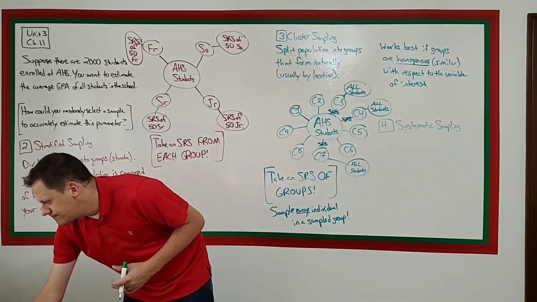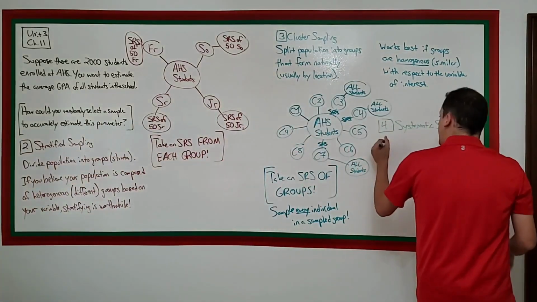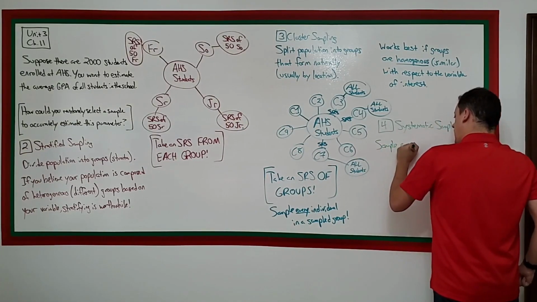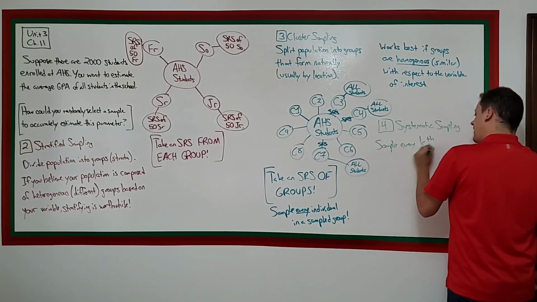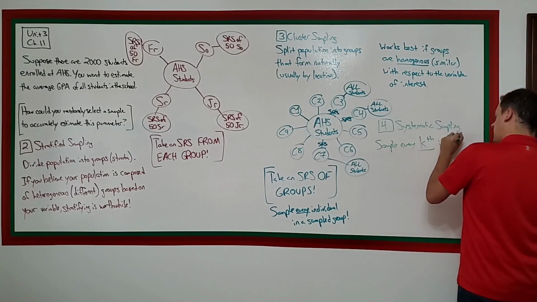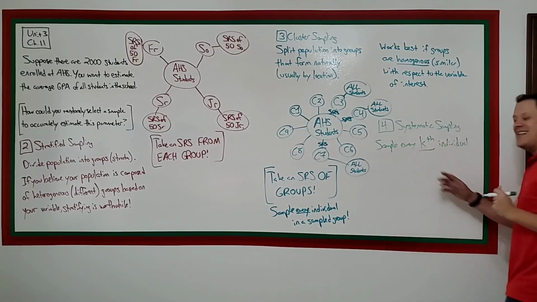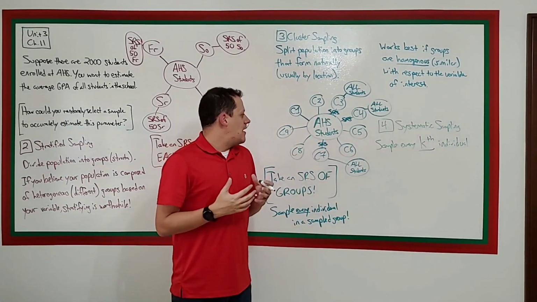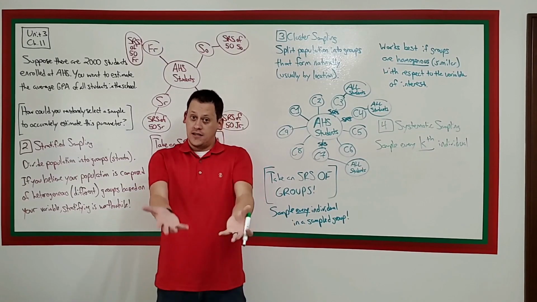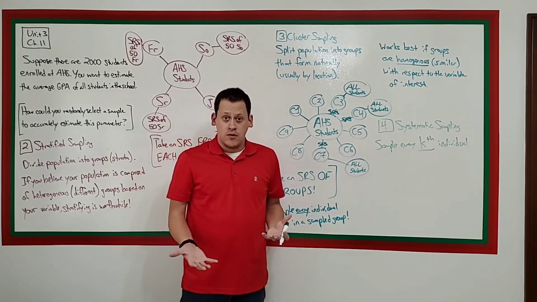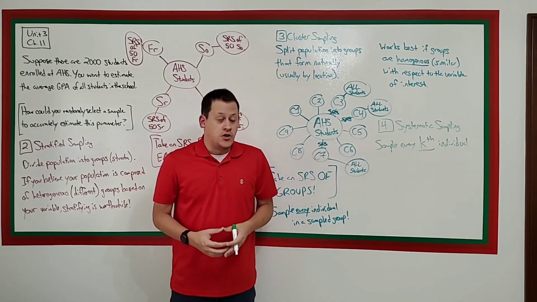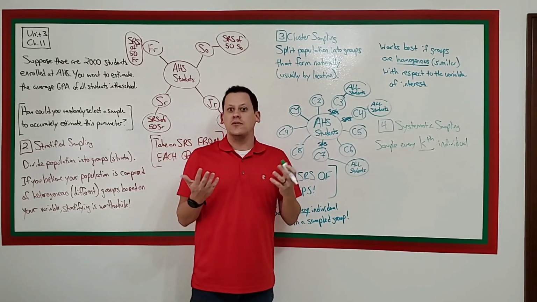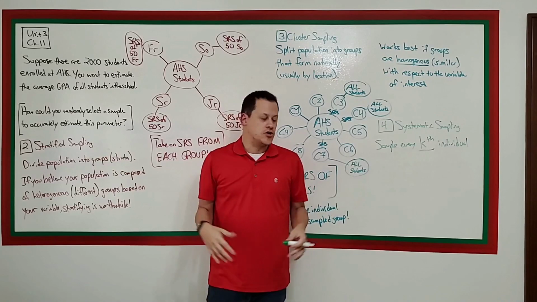So systematic sampling is when you sample every kth individual. I say k, it could be a number. So in the example I just proposed, k is 10. You could take every 10th individual. You could take every 4th individual. You could take every 1,000th individual if your population is very large.